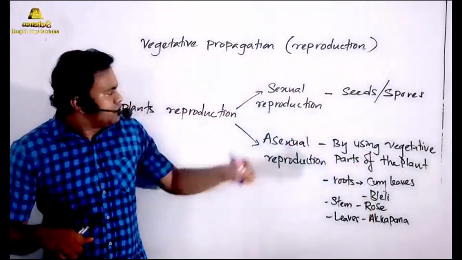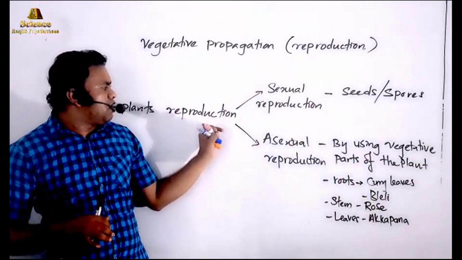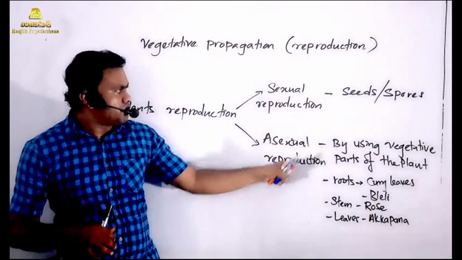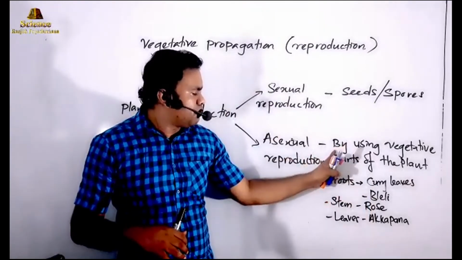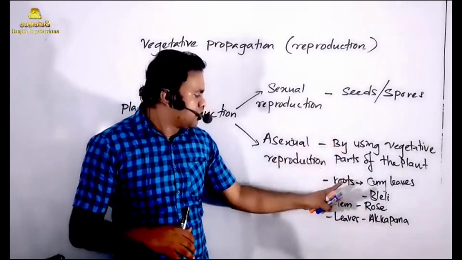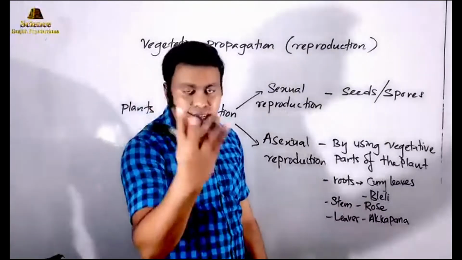Okay, good. So that's plant reproduction, sexual reproduction and asexual reproduction, seeds. Okay, next, by the growing parts, we call that vegetative parts. What are the vegetative parts? Root, stem, leaves, twigs.